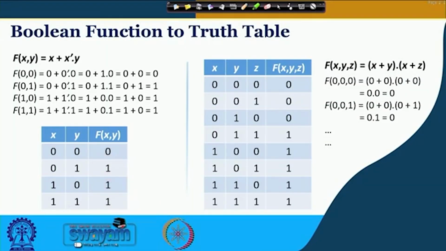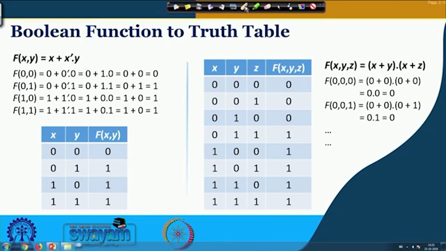So, the Boolean functions, some of which we have already familiarized ourselves with. Let us take one or two of them. One is a two variable function: f(x, y) = x + x'y. That is x ORed with complement of x ANDed with y. This we have already seen.